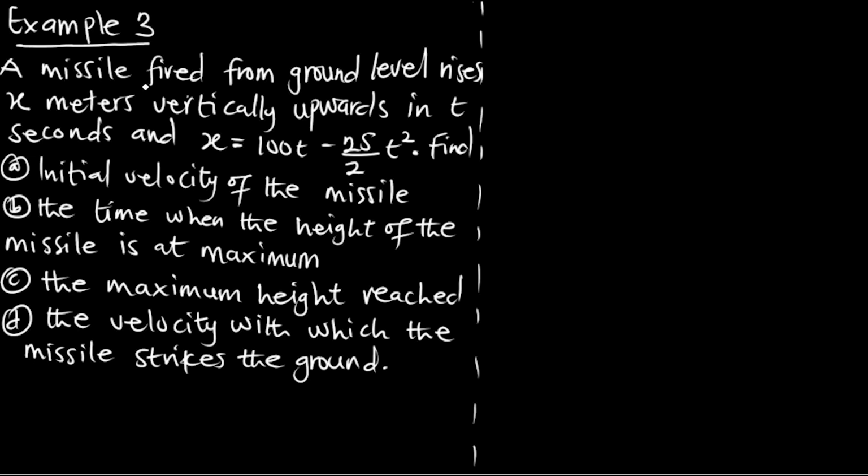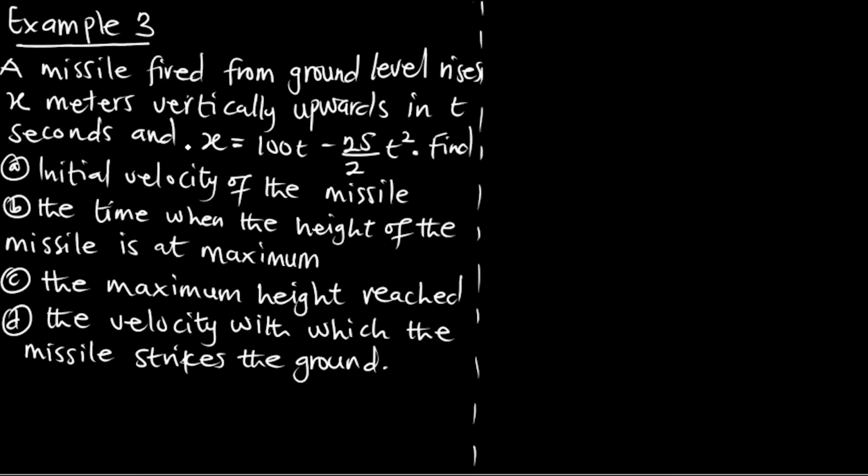A missile fired from ground level rises x meters vertically upwards in t seconds, and x is given by this equation: 100t minus 25/2 t squared. Now, find all these parameters. Are we good? So we are going to work out all these parameters, and it's very simple. What do we have here?